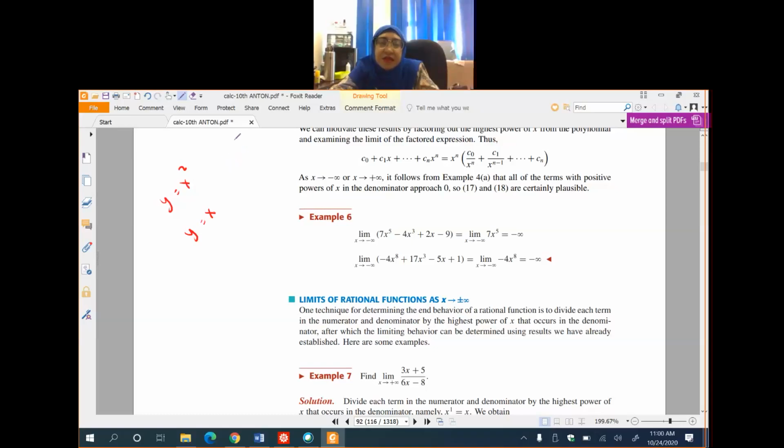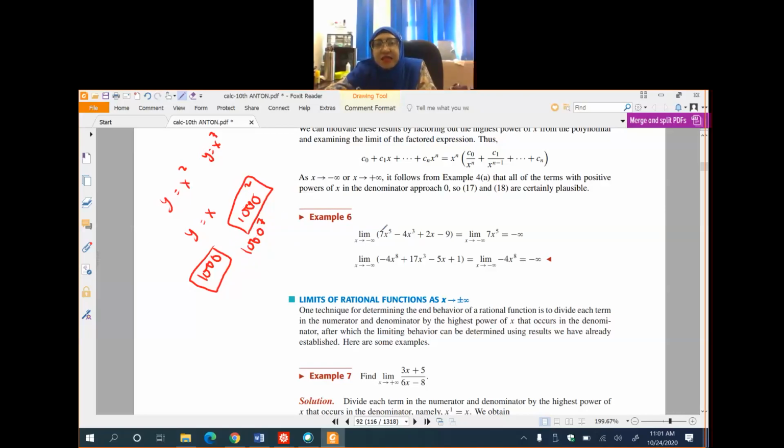Let's say you have a very big number, so let's say 1000, and 1000 squared. Which one will be much bigger than the other? Obviously 1000 squared is much bigger than 1000. It's the same if you have y equal to x to the power of 7: 1000 to the power of 7 is much bigger than 1000 squared. So that's why you can always neglect those with lower order and just consider the higher order.